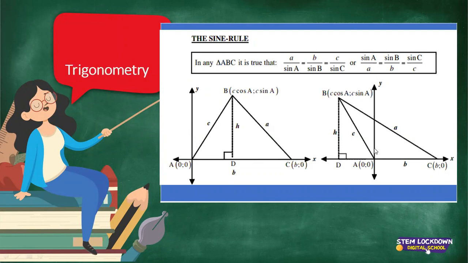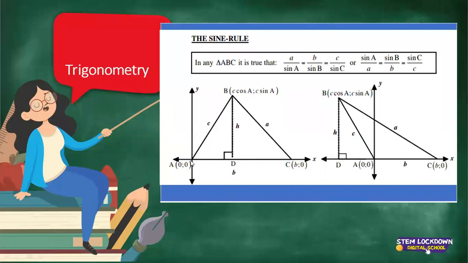Okay, now let's talk about the coordinates. Go back to your acute angle triangle. The coordinates of angle A will be 0, 0, because that's the origin, the standard position. Meaning x is 0 and y is 0.